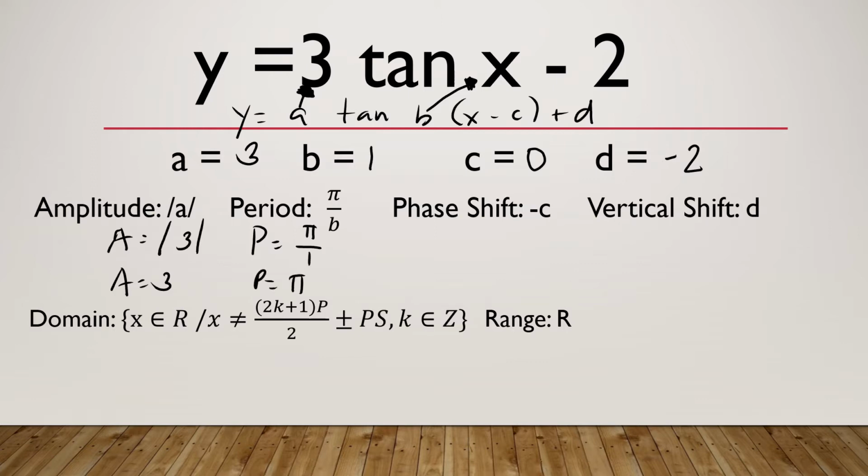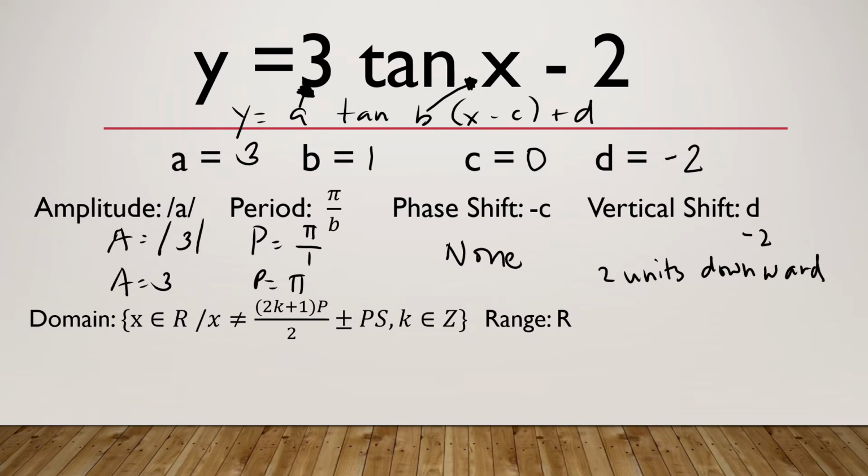Please take note of this one. In sine, cosine, secant, and cosecant, the formula for the period is 2 pi over b, while in tangent and cotangent, the formula for the period is pi over b. For phase shift, since c is 0, the phase shift is none. For vertical shift, it is negative 2. Since it is negative, the graph will move 2 units downward.